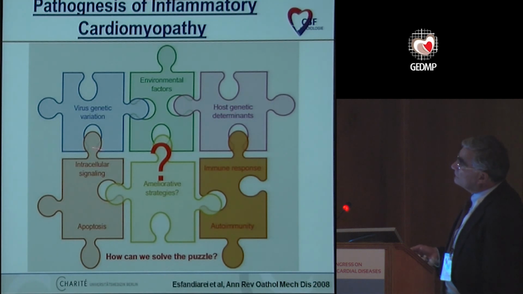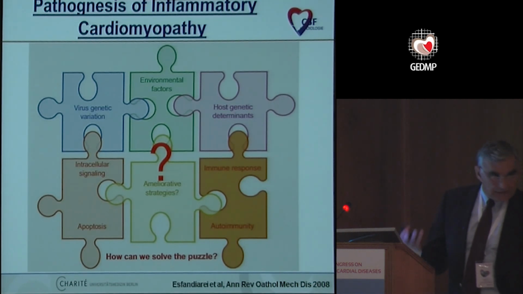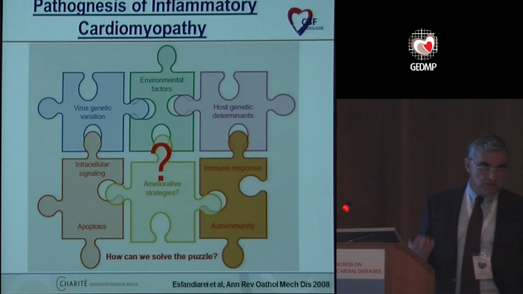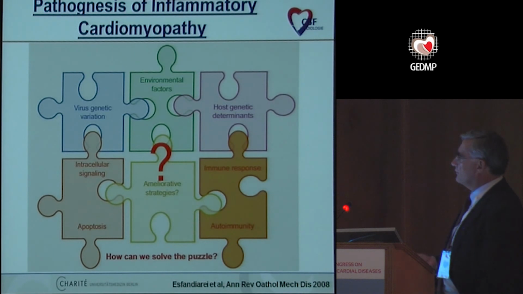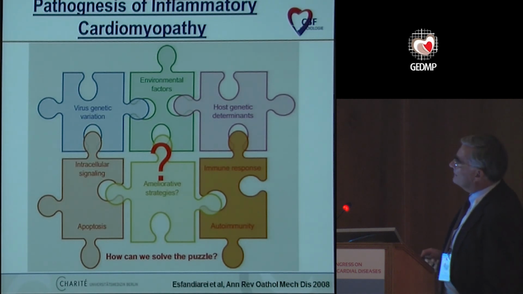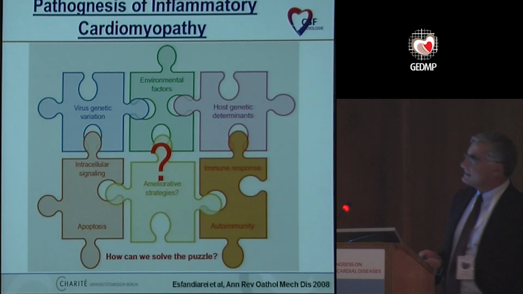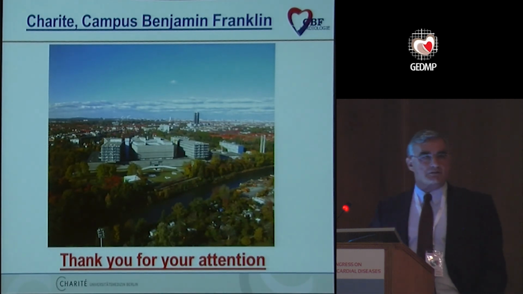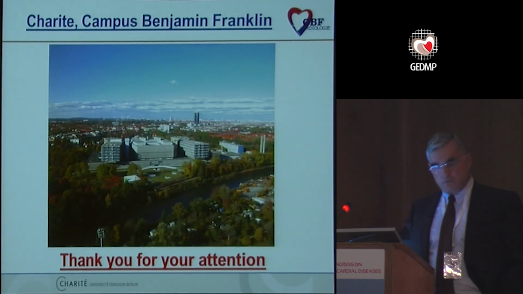Intracellular signaling, here you can say it's interferon on the basis of the toll-like receptor, and the immune response, and the question of who gets autoimmunity is a not yet answered question so far. So it's a puzzle which is not yet fully understood. Nevertheless, I think we more and more understand the disease, and I'm absolutely sure that in the near future we will have concepts on how to diagnose and how to treat these patients.